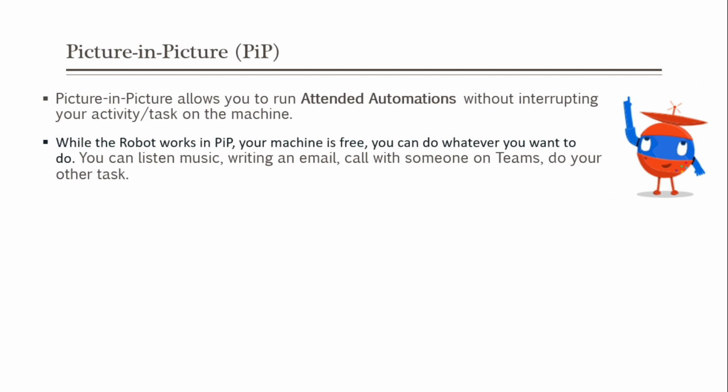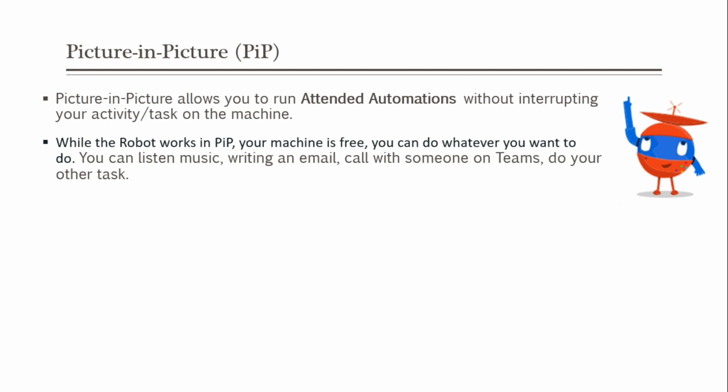So on one side, your robot will process the automation, and on the other side, on the same machine, you can do your work. Parallelly, both things will happen here. That is called picture in picture. You will also have seen picture in picture features on your mobiles, right? We can open any app as a picture in picture on top of any application. So it works in the same way. Let me open UiPath Assistant and show you how to run a process in picture in picture.